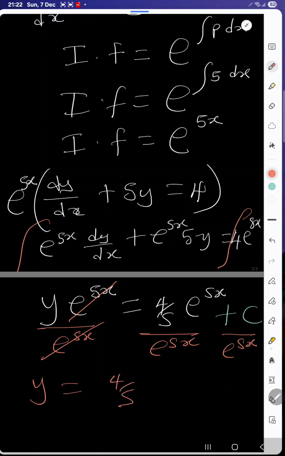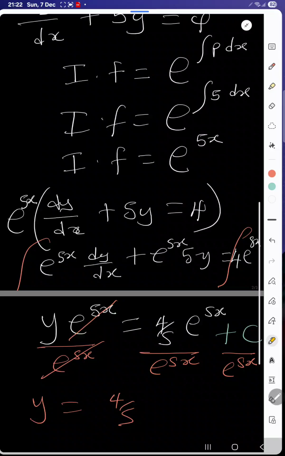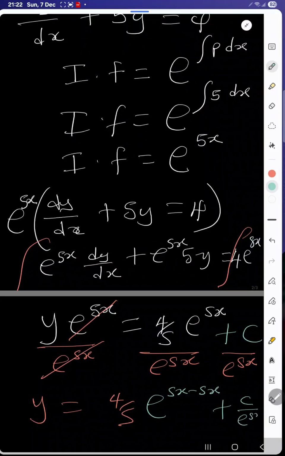Now, it must interest you to note that whenever you are dividing functions of the same base, here you have e to power 5x, here also you have e to power 5x, so you are dividing functions of the same base, what we are supposed to do is to simply subtract the powers. Let me show you. So this is e to the power 5x minus 5x, because we are subtracting these functions having the same base. So we say plus c over e to the power 5x.